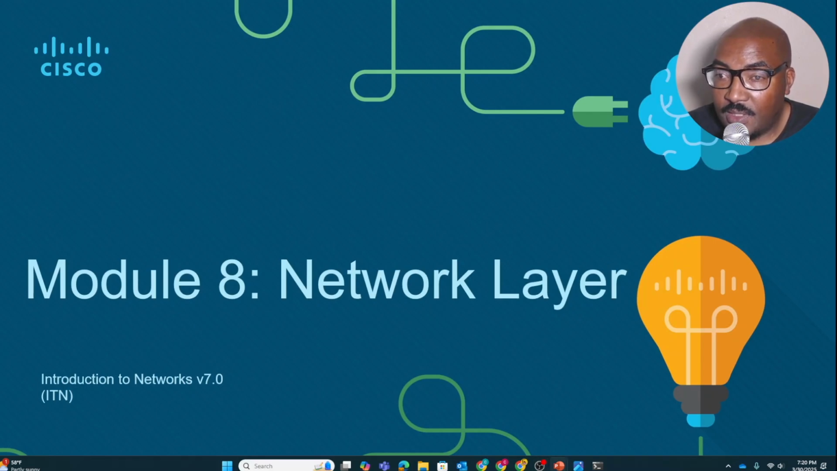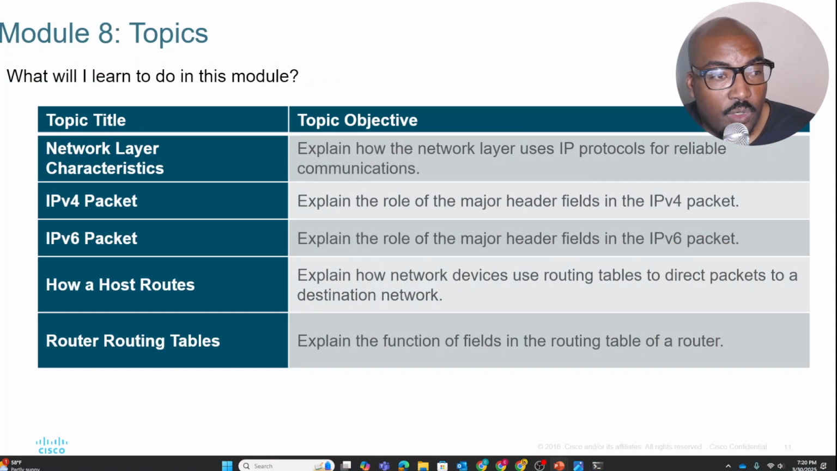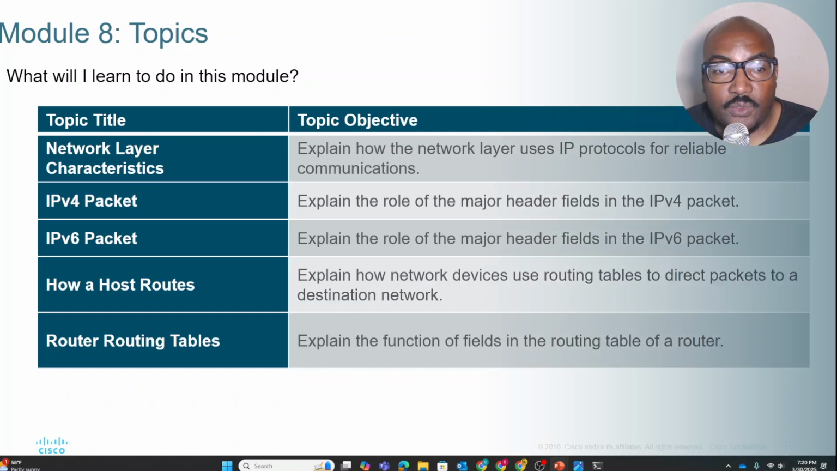Module 8, the network layer. So in this video, we're going to explain how the network uses IP protocols for reliable communications. Explain the role of the major header fields in an IP version 4 packet, and the major header fields in IP version 6. How a host routes: explain how network devices use routing tables to direct packets to a destination network. And the routing tables: explain the function of the routing table fields.